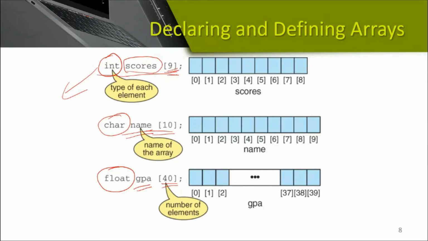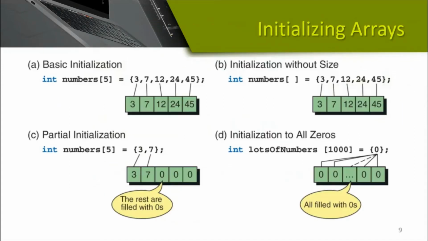So this is how normally the arrays are declared. That is int, the variable type. Then the name of the array. Then the size of the array within the square brackets. So this is for declaring as well as defining the arrays.